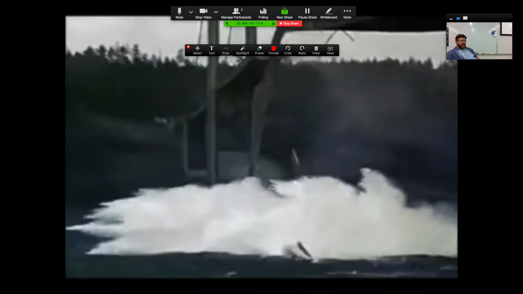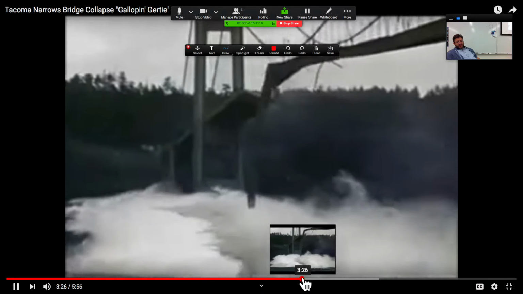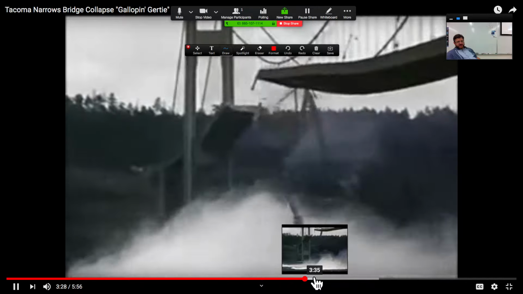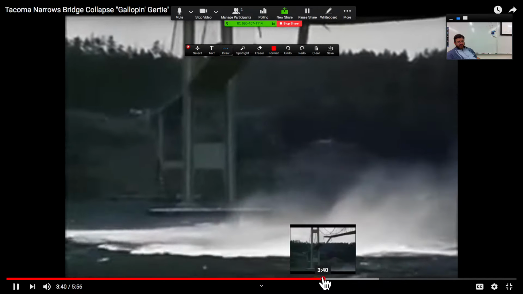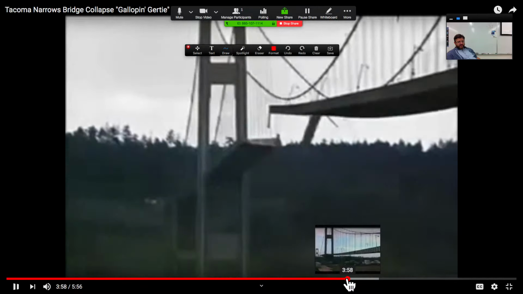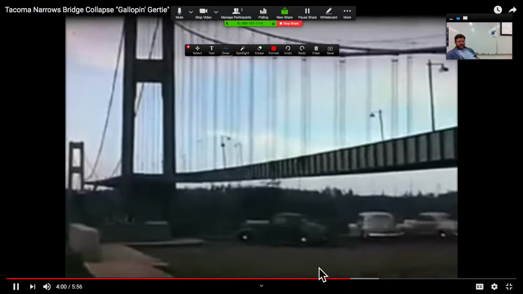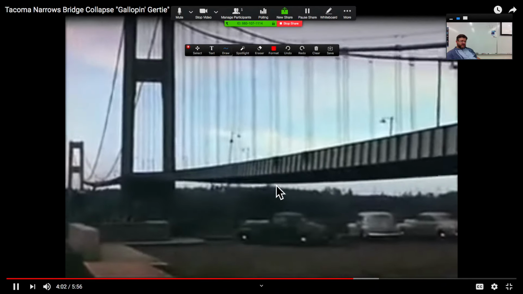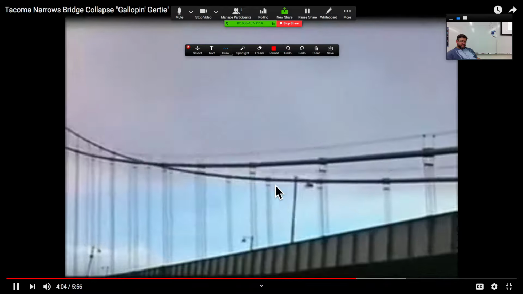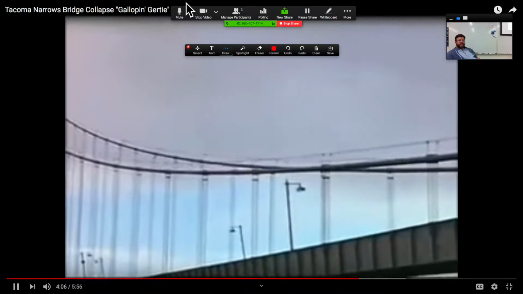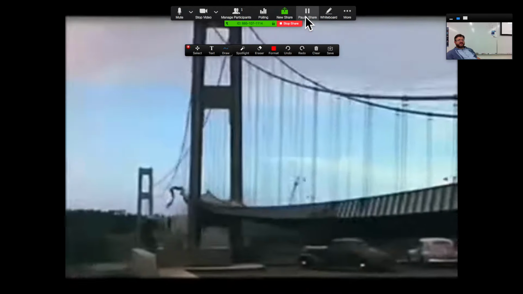So eventually it just shattered. It shattered the roadway, ripped up the cables, and fell to its doom. Crazy, crazy. So that's resonance.